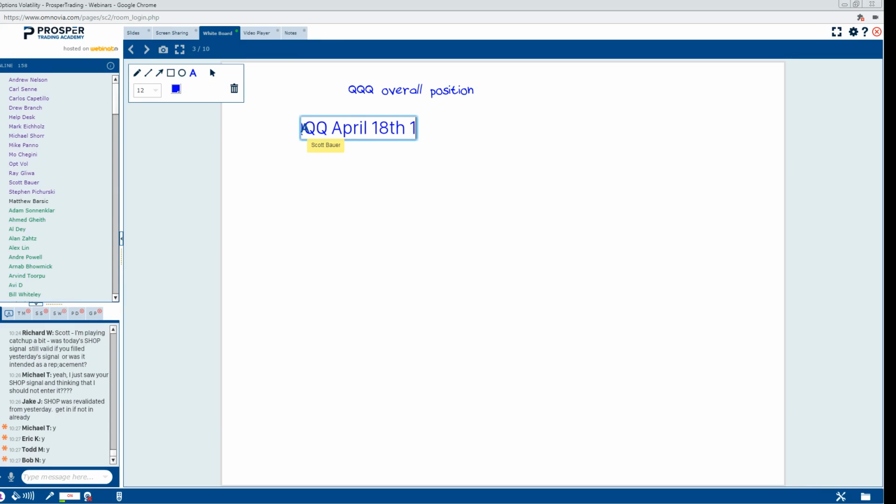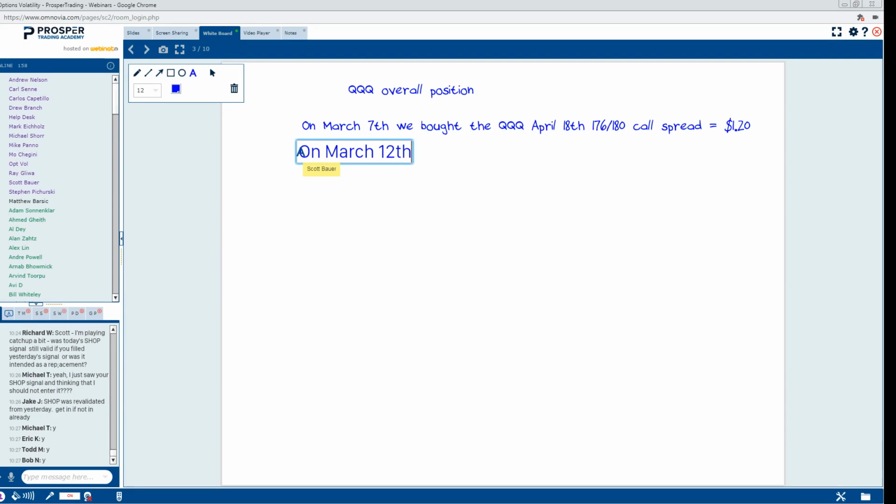We bought the April 18th 176/180 call spread, and we paid $1.20. On March 12th, we sold half the above position, just to take a little off the table, for $1.90. Okay, everybody with me?